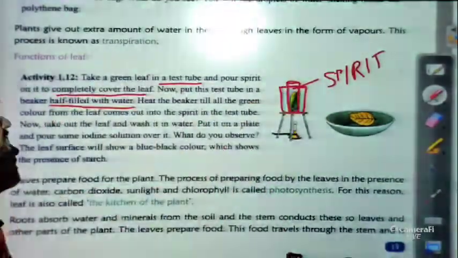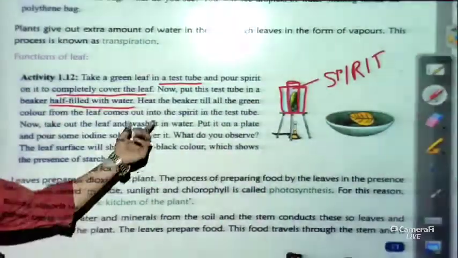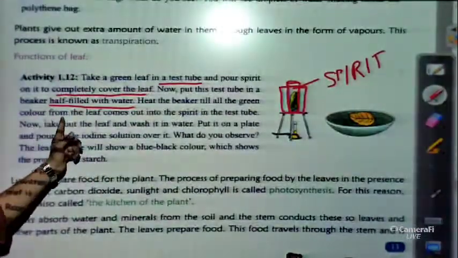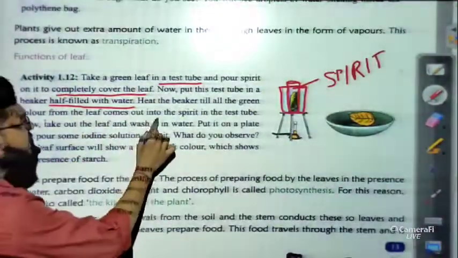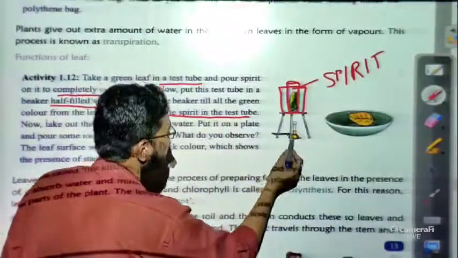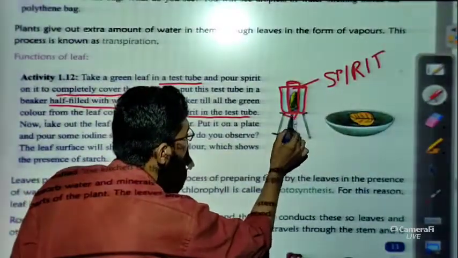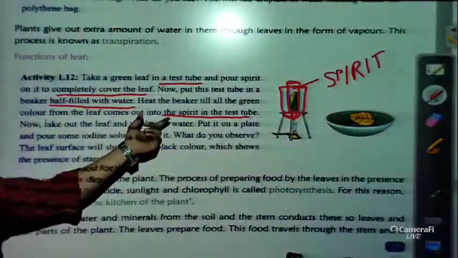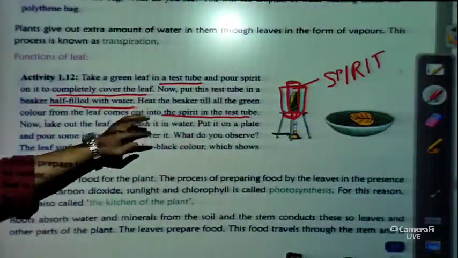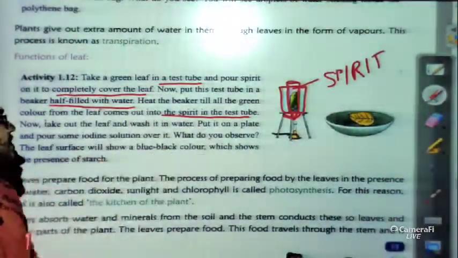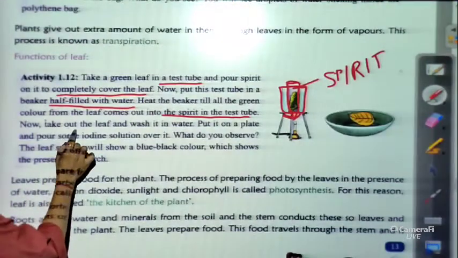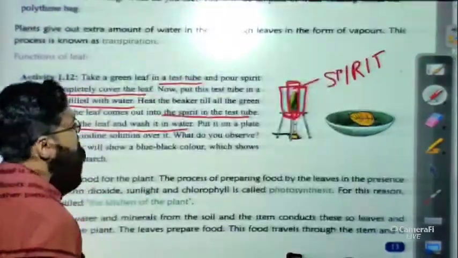We put our test tube in the beaker and heat the beaker till the green color from the leaf comes out into the spirit in the test tube. You can see here we are just heating. If we heat the test tube, then what will we see? We will see all the green color comes out in the spirit. Now take out the leaf and wash it in water.